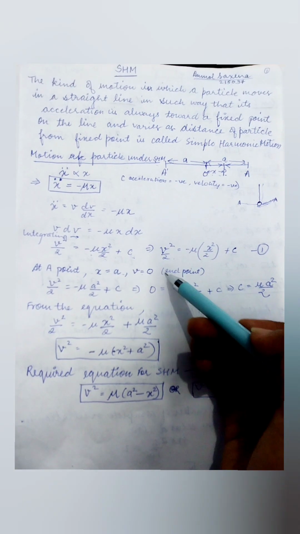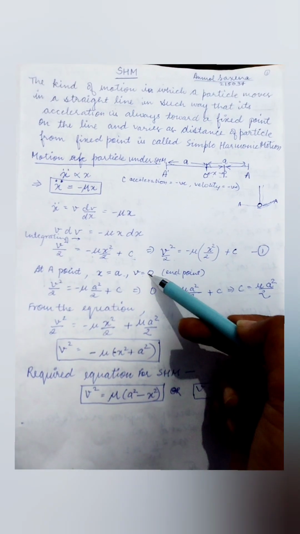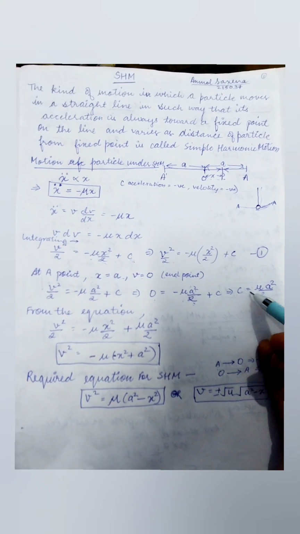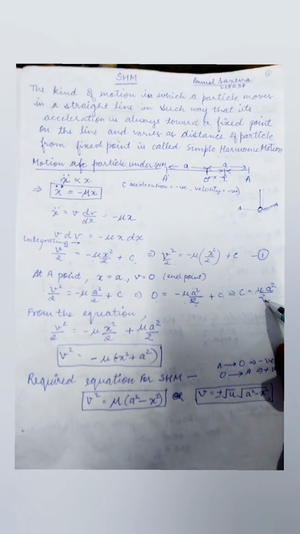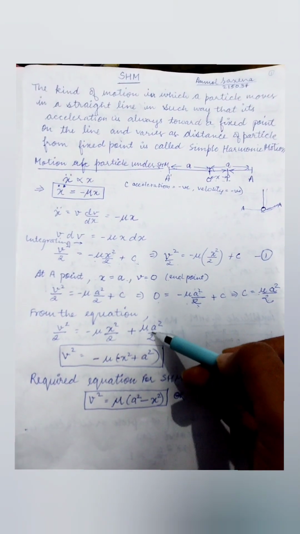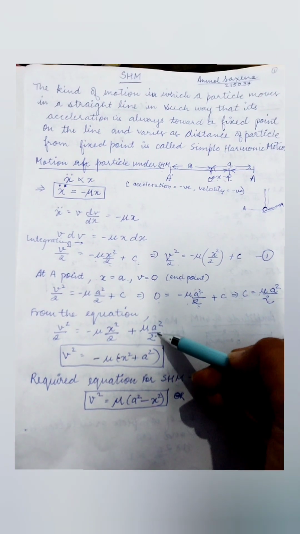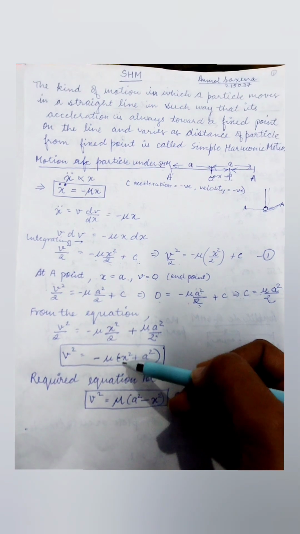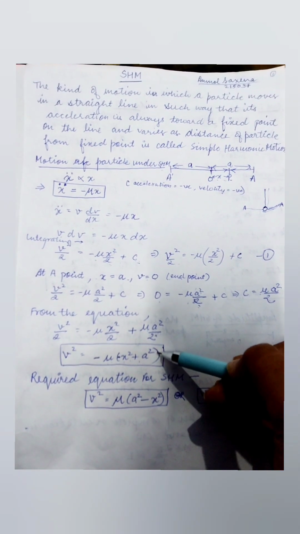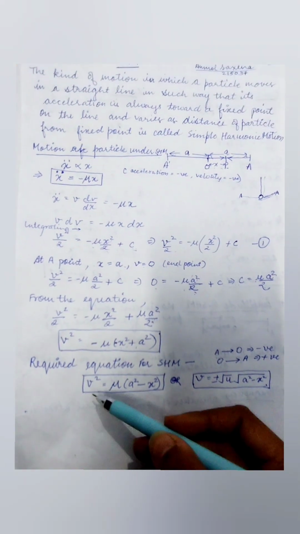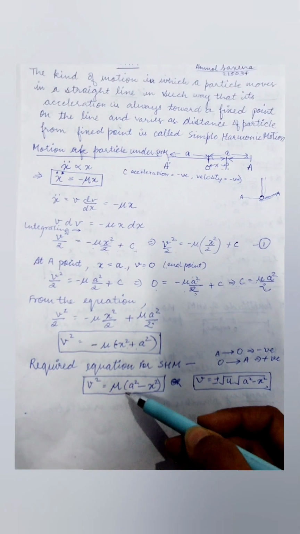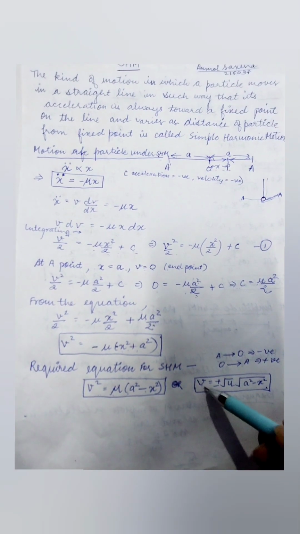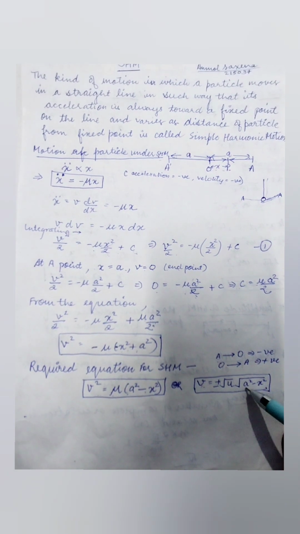At point A we get x is equal to A and v is equal to 0, which is the end point. So at the end point velocity is 0. By putting all these values we get the value of the constant. The value of c we get is mu A square by 2. Now from the equation, by placing the value of c and taking 2 as common, we get v square is equal to mu, in bracket, minus x square plus A square. The required equation for SHM we get is v square is equal to mu times A square minus x square, or we can write it as v is equal to plus minus root mu times root A square minus x square.